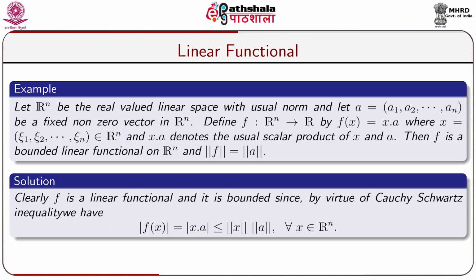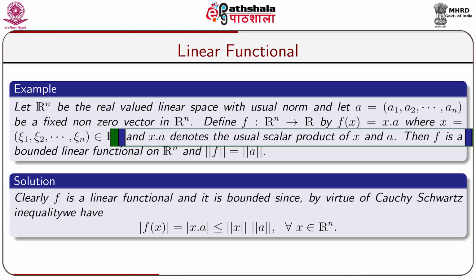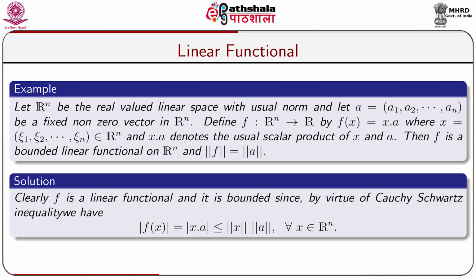Let us take an example. Let R^n be the real valued linear space with usual norm, and let α = (α1, α2, ..., αn) be a fixed non-zero vector in R^n. Define a mapping f from R^n to R by f(x) equal to x·A, where x = (ξ1, ξ2, ..., ξn) belongs to R^n, and x·A denotes the usual scalar product of x and A. Then it is easy to verify that f is a bounded linear functional on R^n, and norm of f is equal to norm of A.